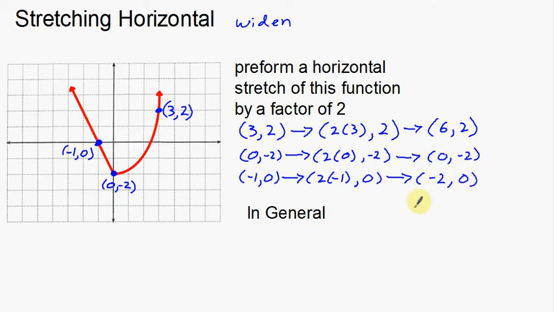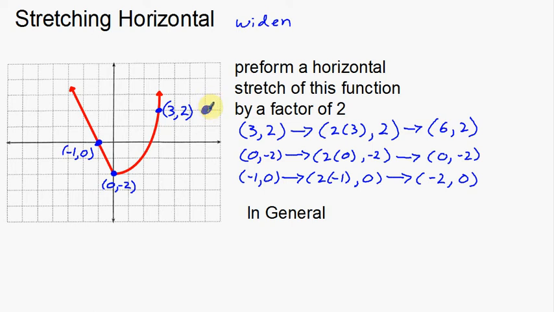Negative 2, 0. So these are the 3 new points that I have that I'm going to use to stretch this function horizontally. Okay, so I'm going to graph these. So 6, 2. Okay, so here we go. We have 6, 2. So we have 1, 2, 3, 4, 5, 6, 1, 2 right here. Okay, 6, 2 right here. There's one of my new points.